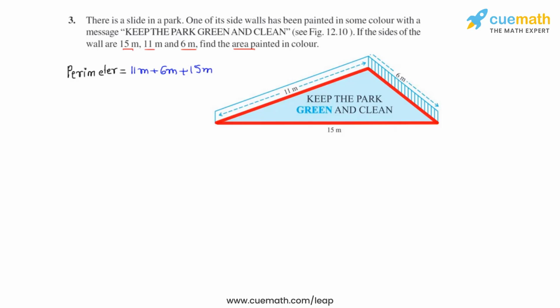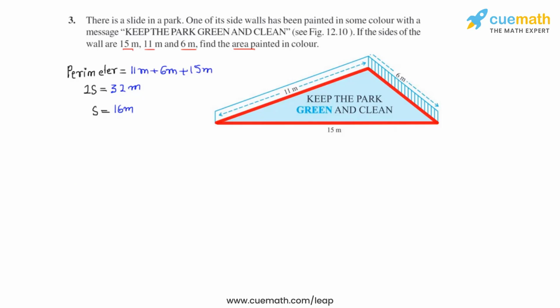So we can write 2s, where s is the semi-perimeter, to be equal to 32 meters. From this we can calculate the semi-perimeter s of this given triangular wall to be equal to 16 meters.